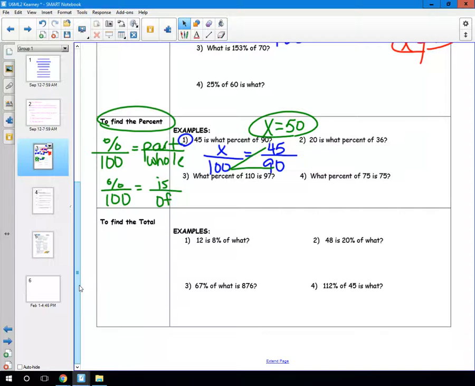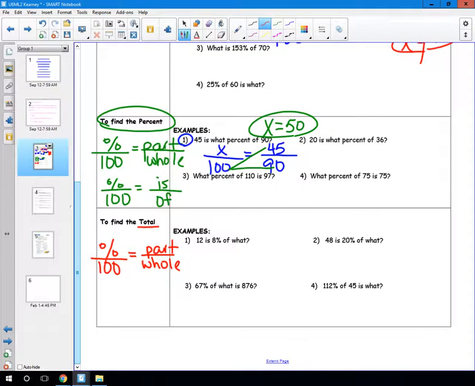The next one, instead of looking for the percent, we're going to be looking for the total, okay? But good news again, we're going to use the same percent proportion. So percent always goes over 100, percent per 100. Percent is the part, 100 is the whole. Okay, in case it helps you, you can always use percent over 100 equals is over of. Okay, so let's read number 1. It says 12 is 8% of what?